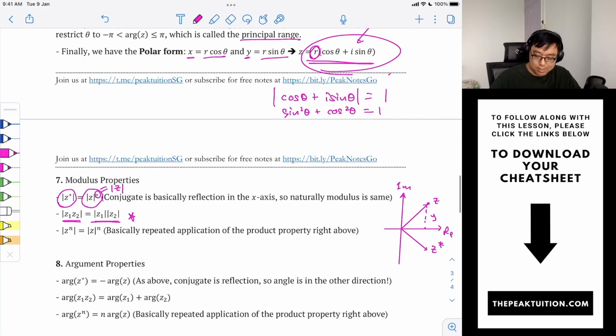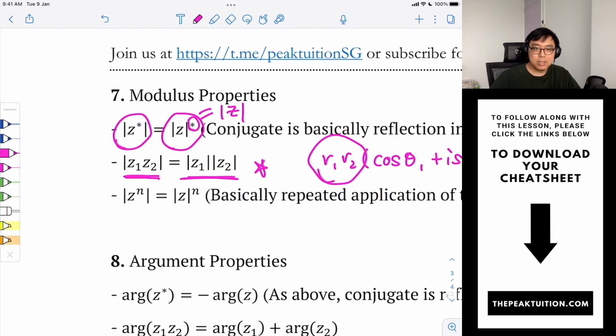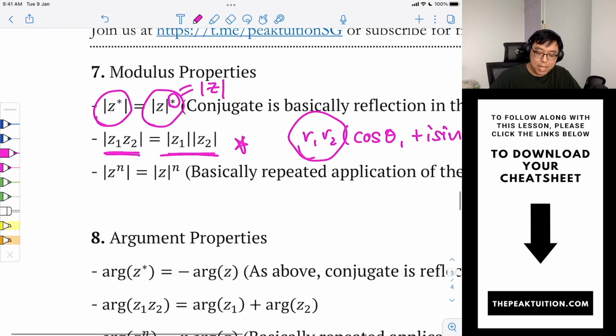And r1, r2 times cosine theta 1 plus i sine theta 1 times cosine theta 2 plus i sine theta 2. When you multiply everything, you realize the only thing that matters is the two r's here. So when you multiply two complex numbers together, your length is just the two lengths multiplied. And we can extend this to an even more general case, where you have multiple multiplications, and it's just the length to the power of n.